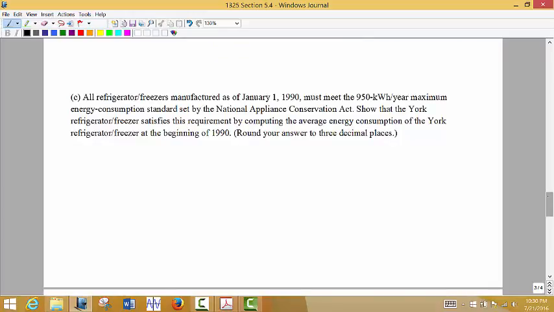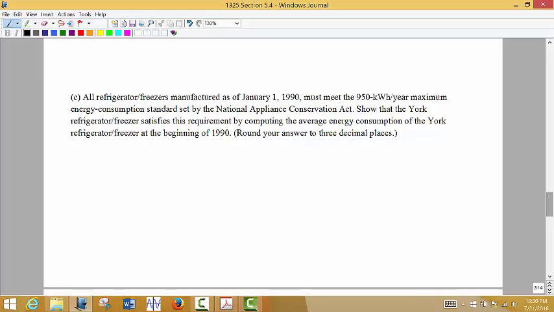All right, part C says here, all refrigerator freezers as of 1990 must meet the 950 kilowatt hour maximum energy consumption set by this particular act. We want to show that the refrigerator freezer satisfies this requirement. We want to compute the average energy consumption at the beginning of 1990.